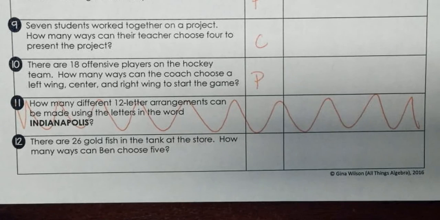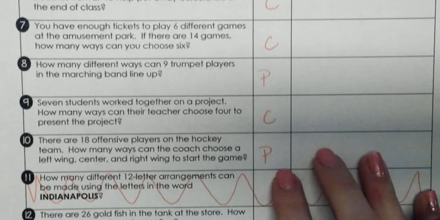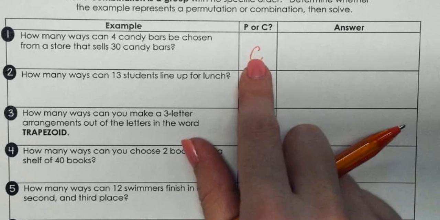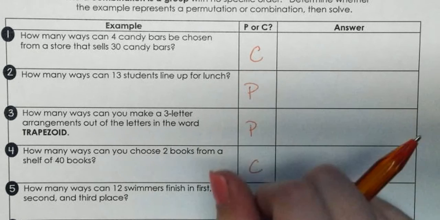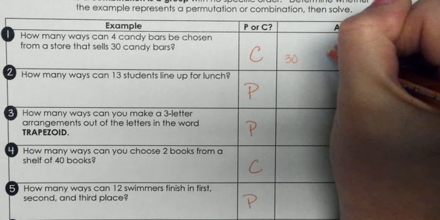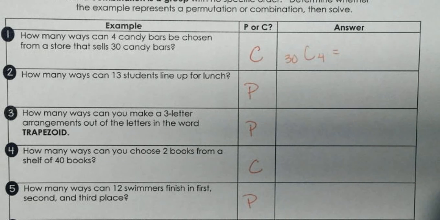Ben is choosing 5 goldfish. It doesn't matter what order he chooses them in though. So you're going to set them up: the total, then C, and then the number he's choosing. So the total, he's choosing from 30 candy bars. He's only taking 4. So you're going to type that in.